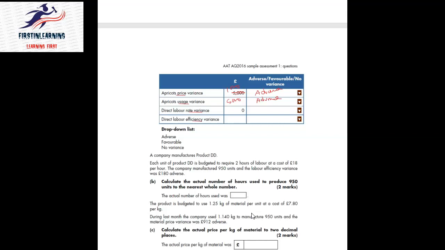Direct labor rate variance, this is nil, no variance. It's supposed to be 10 and it was actually 10. There is no direct labor rate variance. And the direct labor efficiency variance, that is 4,000 favorable, because we have saved 400 hours and every hour's direct labor is 10 pound, so that will give us 4,000 pound. Let's move to the next question.